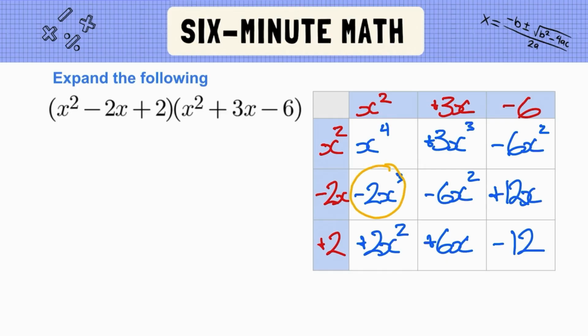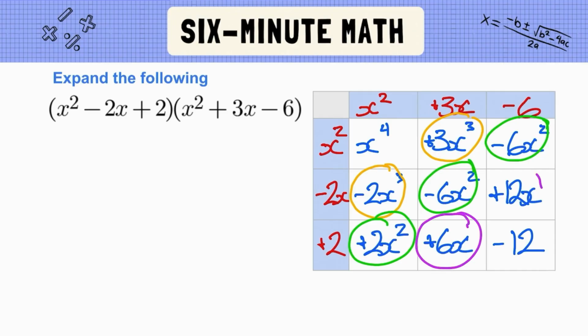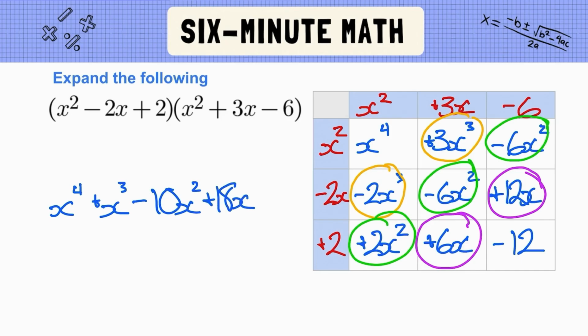In this case, I have an x cubed, I have 3 x squareds, and I have 2 x's, which gives me a final answer of x to the fourth plus x cubed minus 10x squared plus 18x minus 12.